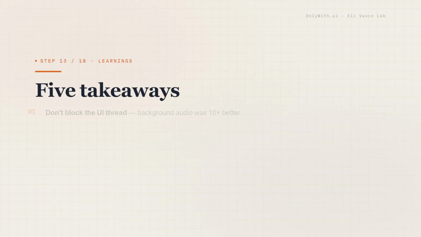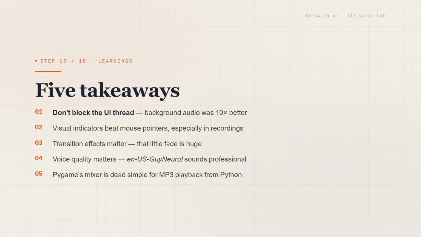A few takeaways worth calling out. Don't block the UI thread. Background audio was a 10x improvement. Visual indicators beat mouse pointers, especially in screenshots and recordings. Transition effects matter. That little fade makes a huge difference. Voice quality matters. Guy Neural sounds professional. And Pygame's mixer is dead simple for actually playing the audio from Python.